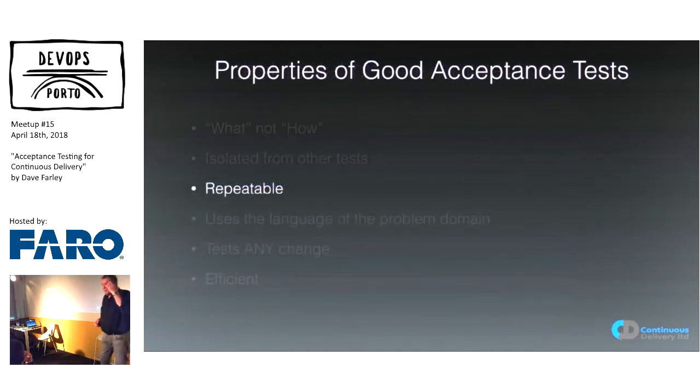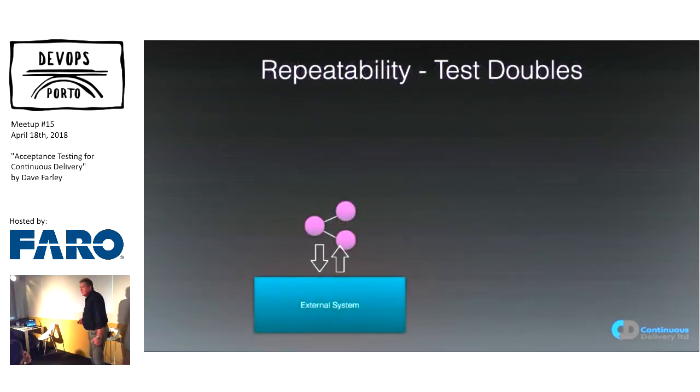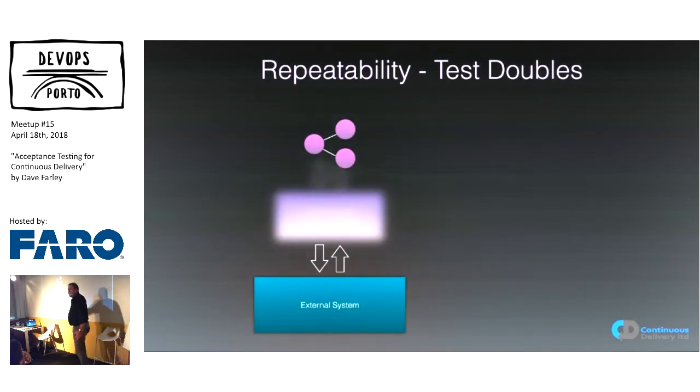We want our tests to be repeatable. We want our systems to be deterministic and our tests to be repeatable. And if we've got the kind of system that we were talking about before, it's not really deterministic because we've got this other external system in the way.